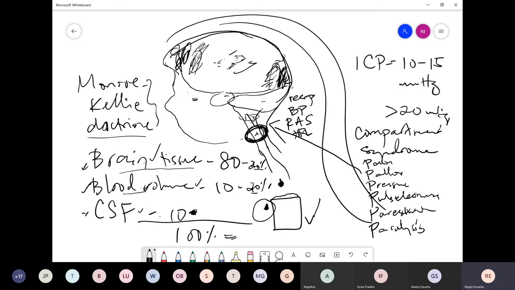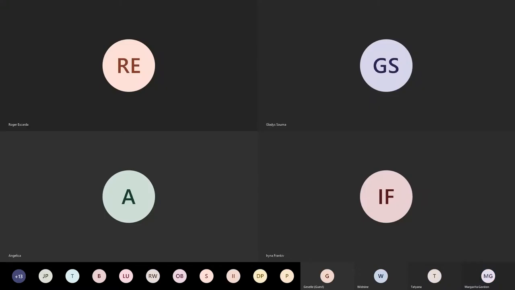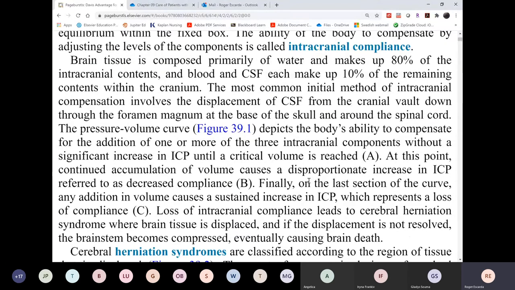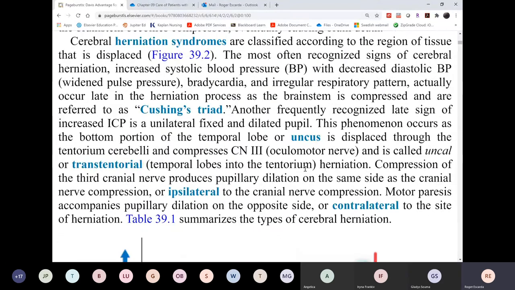All right. So any question about this concept right here? We're good, right? All right. So let's go to... All right, so if you read these, that's what we all talked about. So you read that part on your own.